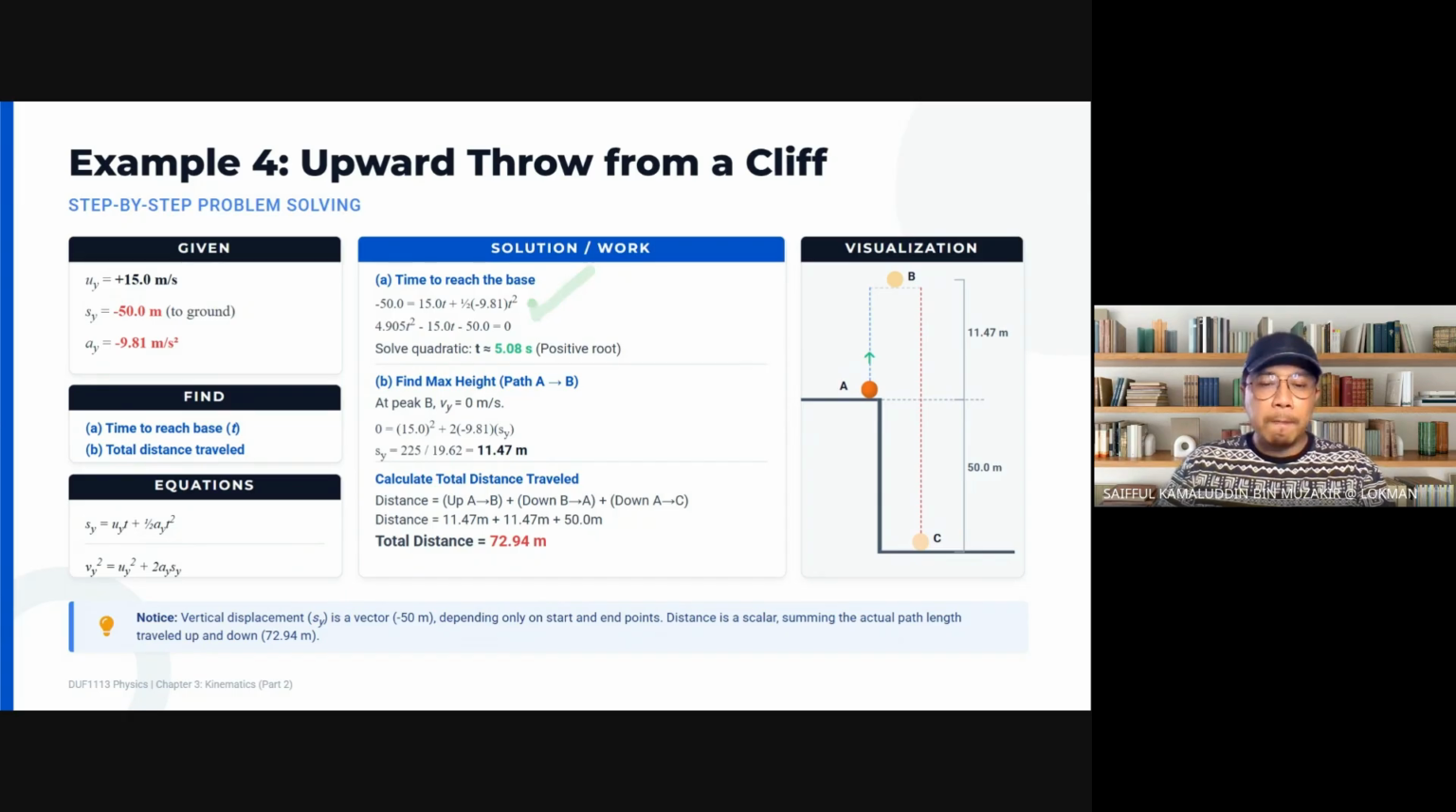So sy, as I mentioned before, we could manipulate the depth of the cliff to become our sy. But remember, the ball is going downward, so sy is negative. So negative for sy. u is given, u is 15 meters per second. t is unknown because we want to calculate t. Half ay. ay is the gravitational acceleration, negative 9.81 meters per second squared.